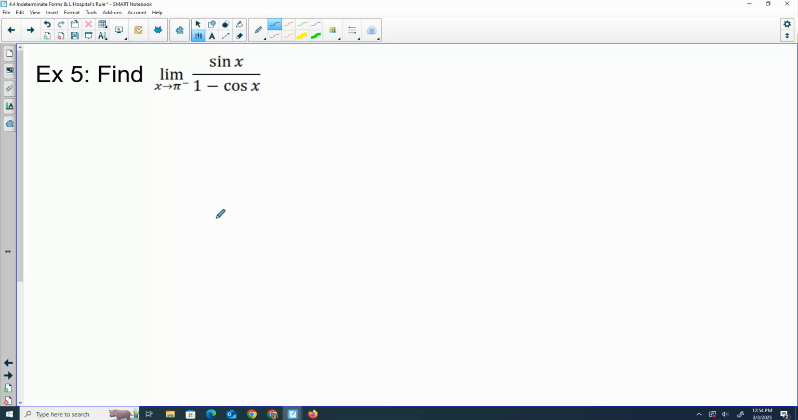Alright, so the limit as we are approaching pi from the left. Hang on, question. Is that a -1 on the bottom, or is that just like a weird line? It's pi from the left. Oh, okay, gotcha.